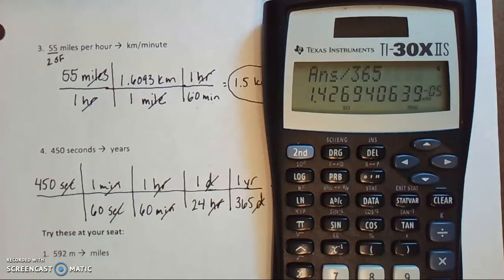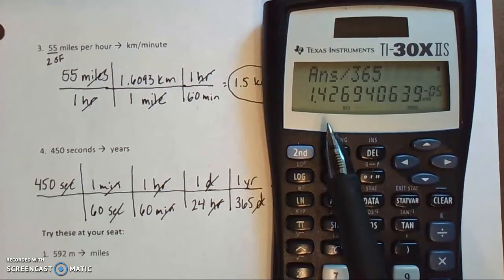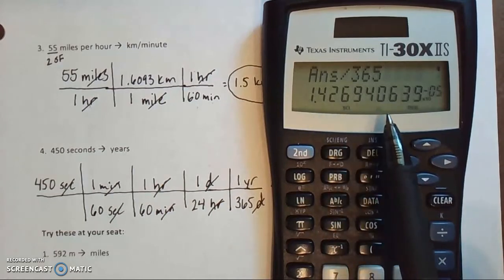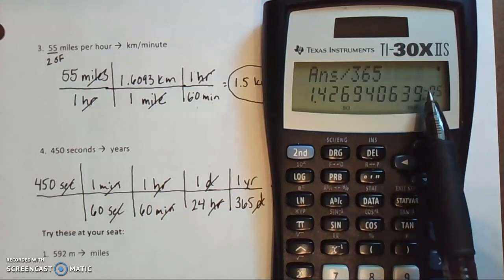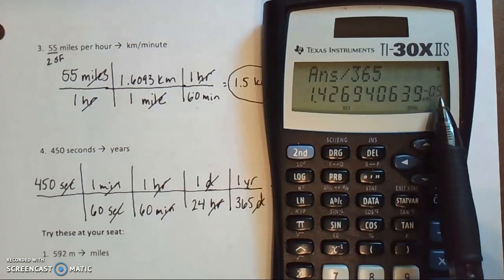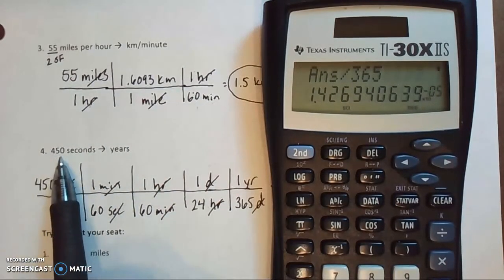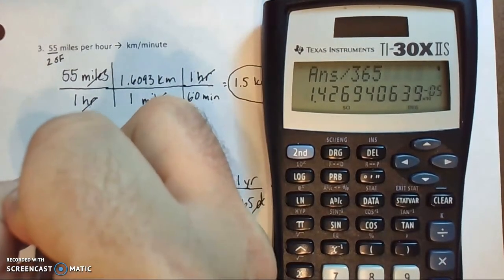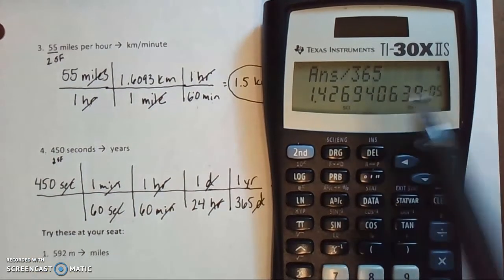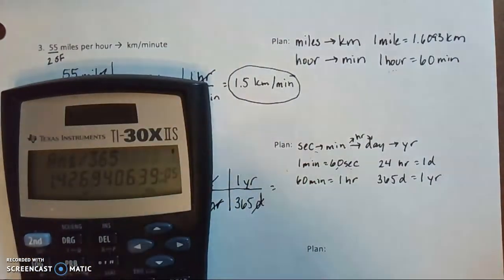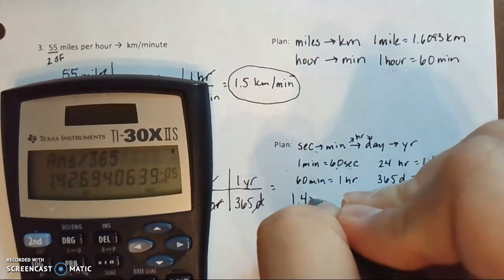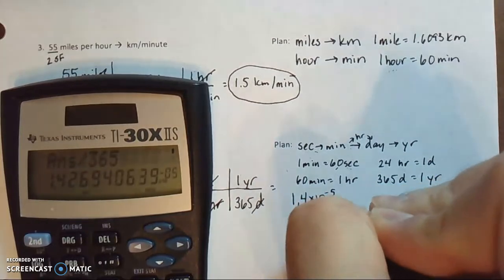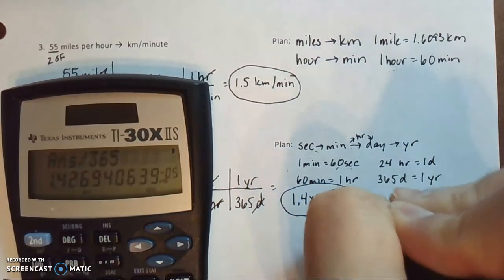So now I see that I have 1.4269 blah, blah, blah times 10 to the negative fifth. Well, if I go back to my original number that's given to me, I have 2 significant figures. So this would round to 1.4 times 10 to the negative fifth. 1.4 times 10 to the negative fifth years. That is my answer.